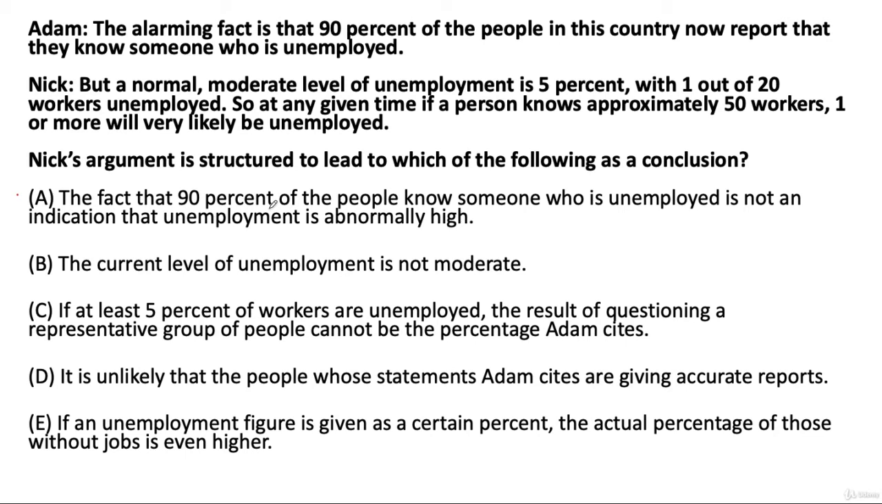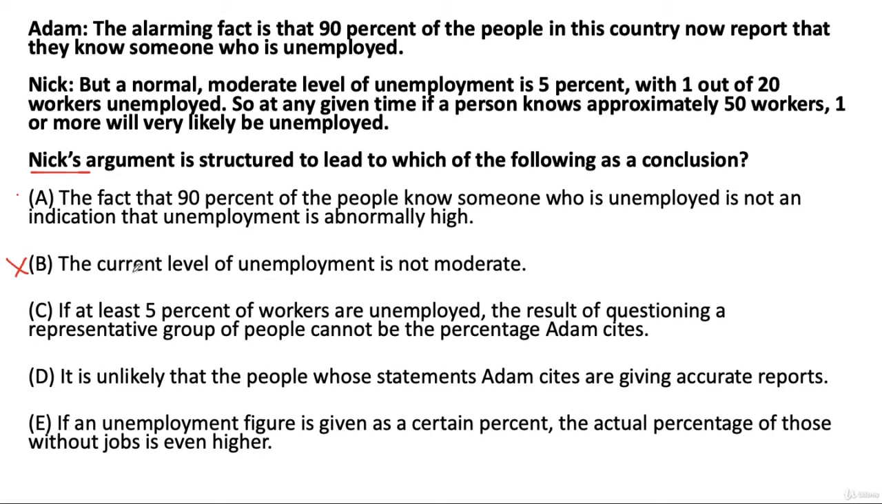Option number B. The current level of unemployment is not moderate. This directly supports Adam's point of view, but not Nick's point of view. Hence, since the question asks about Nick's argument, we can easily cross out option B. Option C says, if at least 5% of workers are unemployed, the result of questioning a representative group of people cannot be the percentage Adam cites. Do you think this is somehow or even a little bit related to the problem that we are discussing? We are discussing a question between the unemployment rate that is being given and the unemployment that is actually prevalent.